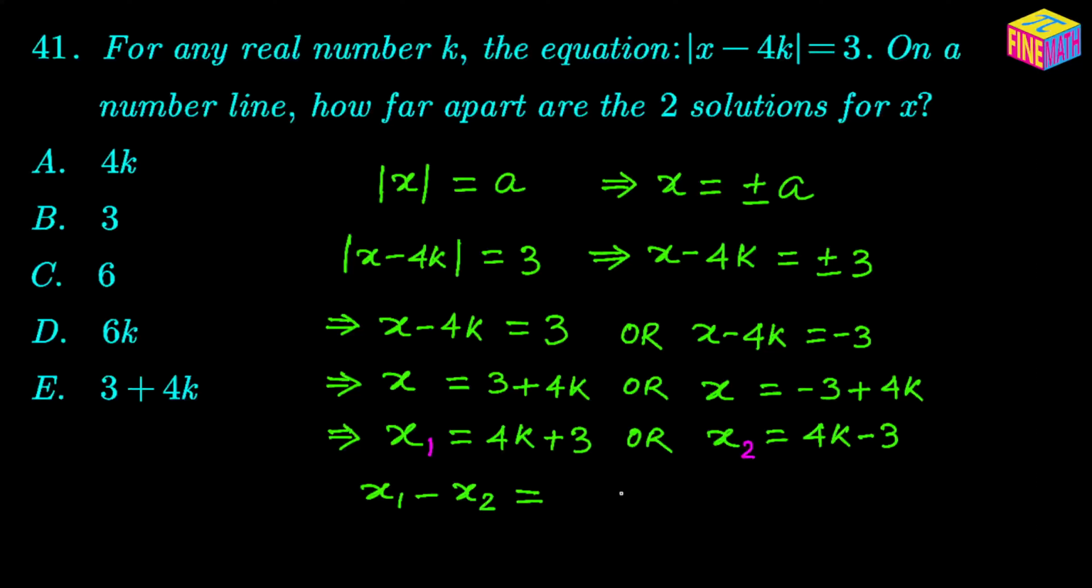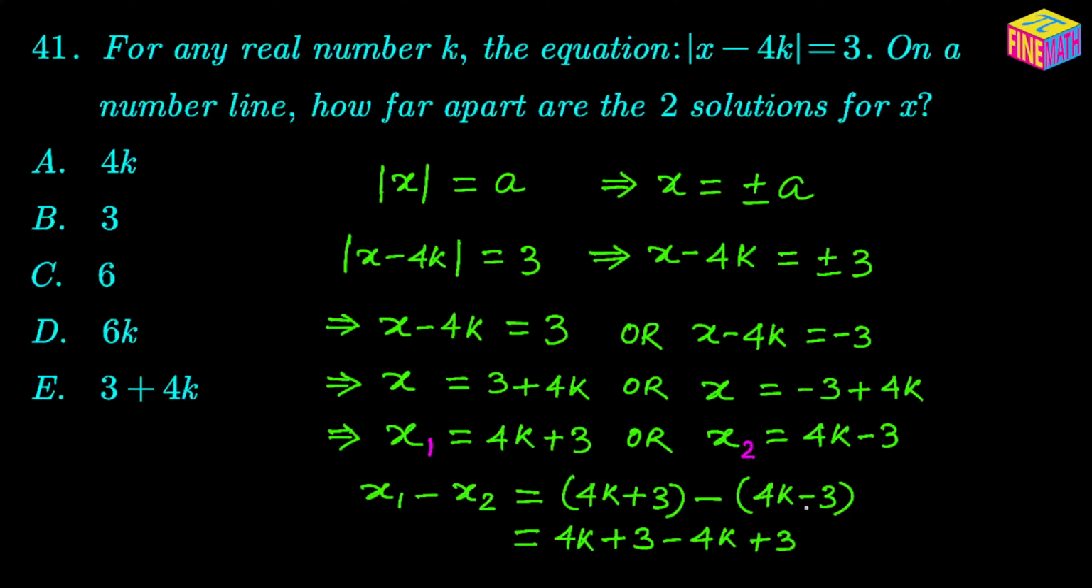So then x sub 1 minus x sub 2 will be 4 times k plus 3, that is for x sub 1, and then minus 4 times k minus 3, that is for x sub 2. I'm simply substituting the values of x sub 1 and x sub 2. And from here as you can see it would be 4 times k plus 3 minus 4 times k plus 3, because minus and minus will become plus, and then 4 times k positive and negative 4 times k, they will cancel each other. So we are going to be left with 3 plus 3, that is 6, and that is our answer. And if you look at our answer options, we have 6 under option C. So option C is the correct answer.